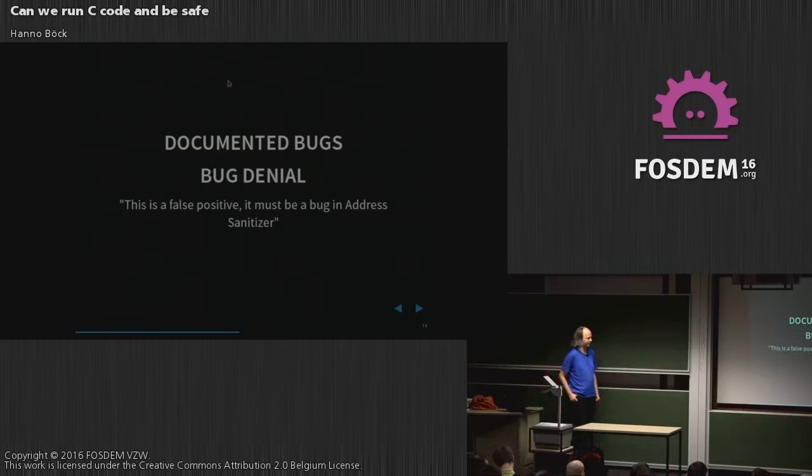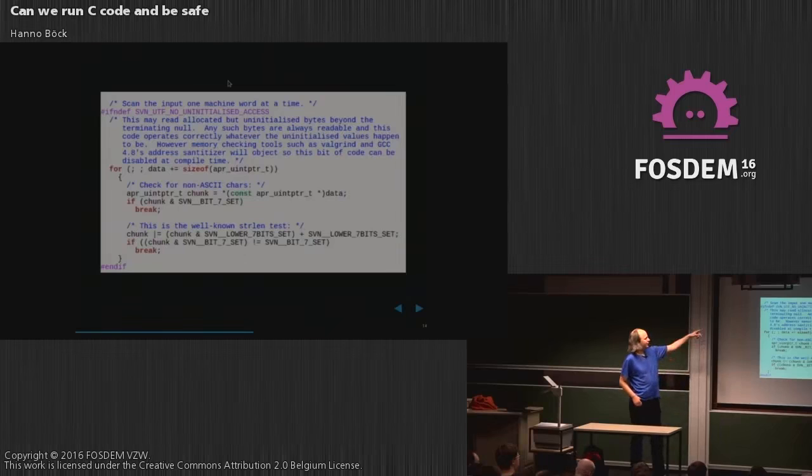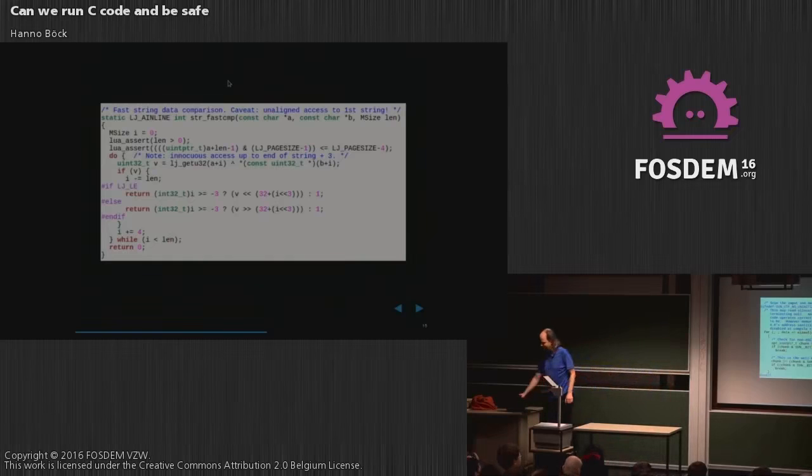Then this is something which is difficult. Sometimes you see code where the code documents that the code is wrong. Or you have people who say, okay, this cannot be, my code is correct, it must be a bug in address sanitizer. I show you an example. This is code from Subversion, the current release. So it has an ifdef, no uninitialized access. So the correct code is optional. So yeah, it says, this may read allocated uninitialized bytes beyond the terminator, which is wrong. The bytes are actually not allocated. I had some discussions with the developers, and in the end they fixed it. So turned out good.